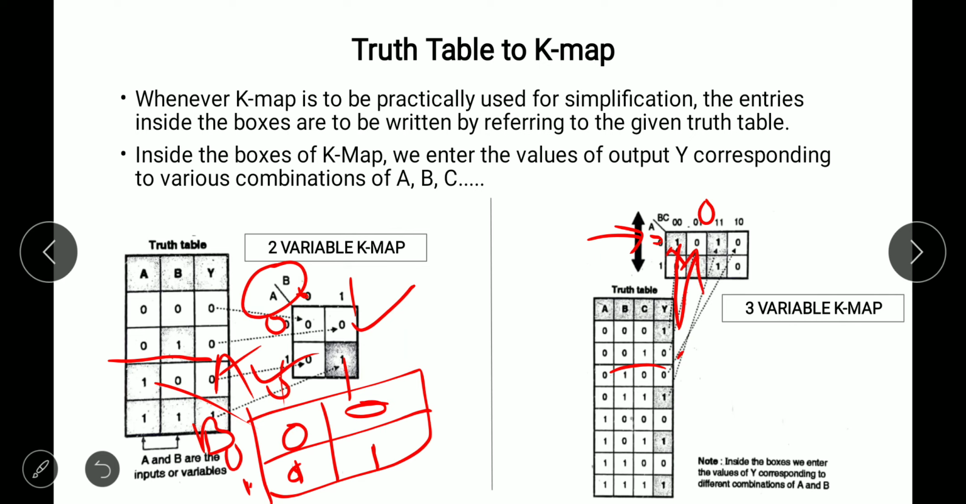Again A is 0, so again you see this row, and the next combination is 1 0. The combination 1 0 means this fourth column, so you write 0 over there. Likewise you have to write the values in the K-map. First you take one input, then find the second input combination and put the output y on that particular combination. This is nothing but the truth table for the K-map.